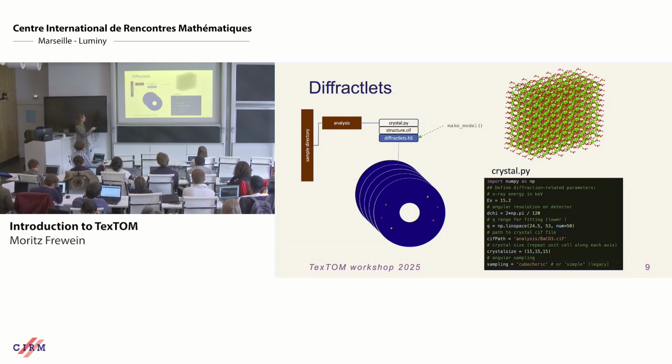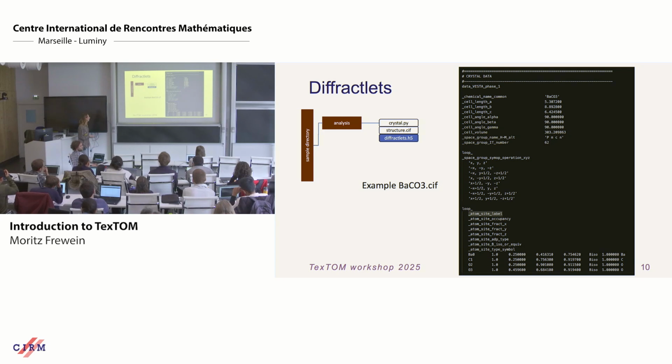Once you type the command make model, you will get this file where you have to put in your X-ray energy, the resolution on the detector you want, the Q range, and then also some information about the crystal. In general, the input is via a CIF file at the moment, which you can easily find online from some crystal structure refinement. Here's the one that comes in this tutorial for barium carbonate. It just gives you the unit cell parameters, the space group number and the positions of your atoms, and you feed this to the code.